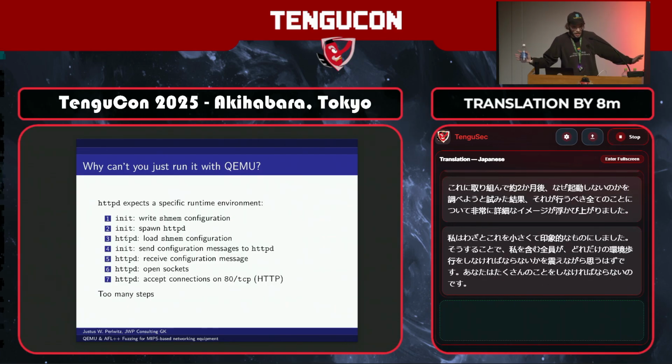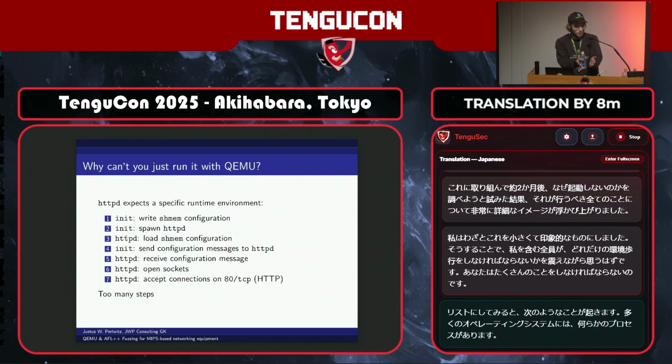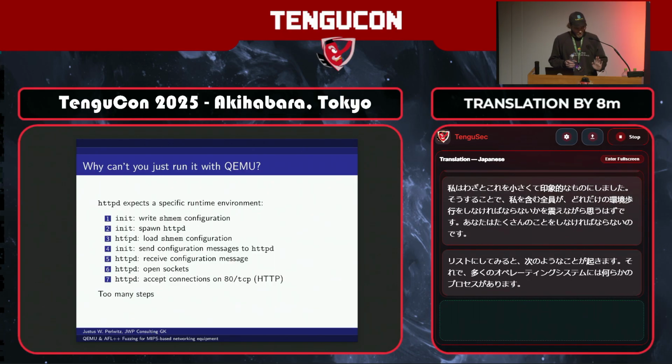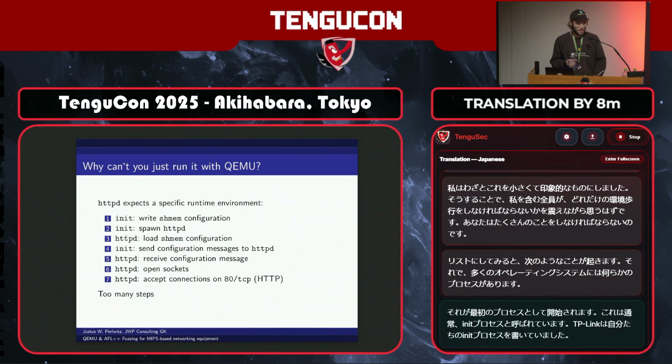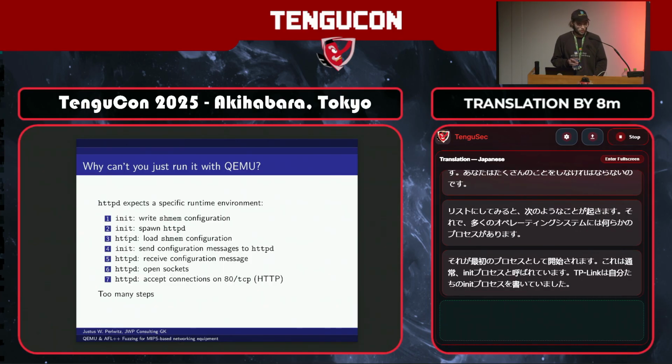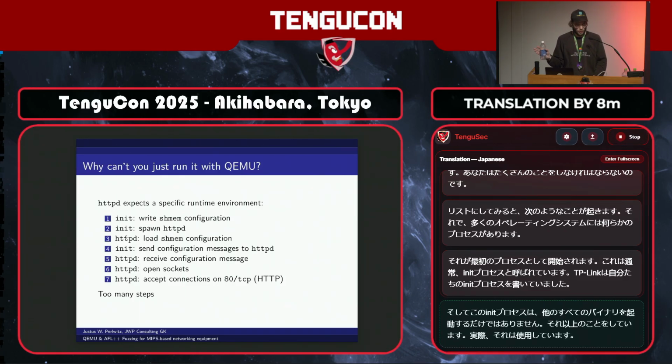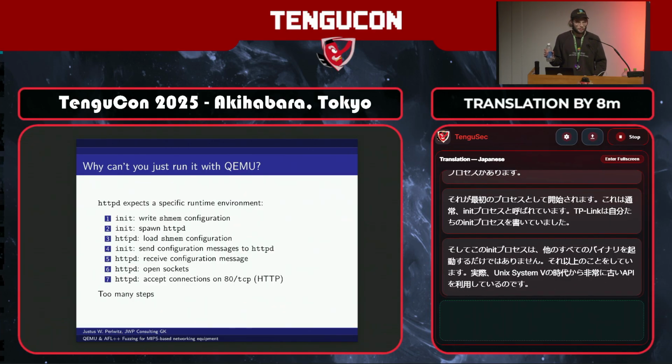Many operating systems have some kind of process that starts as the first process. This is usually called the init process. TP-Link wrote their own init process, and it doesn't just launch all the other binaries, it does much more. As a matter of fact, it uses a very old API from the Unix System V days to, first of all, read configuration from the flash and put it into shared memory. This is not memory mapping, like mmap, but it's shared memory.